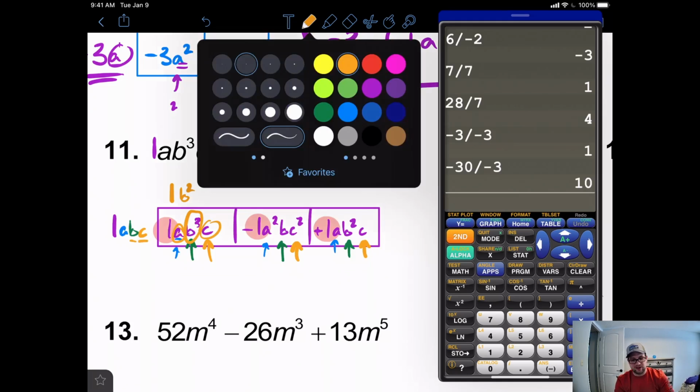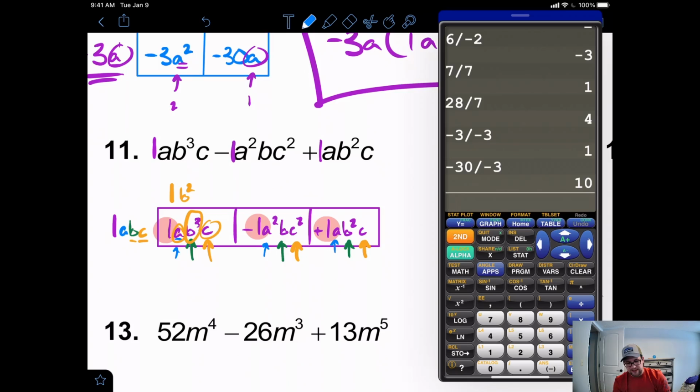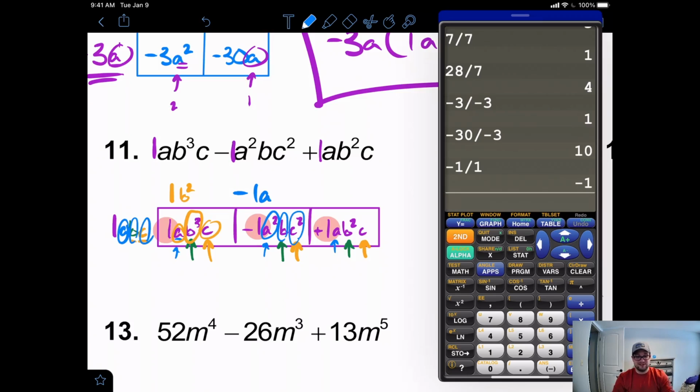Now let's go to the second one. Now, if I take negative 1 divided by 1, I'm going to get a negative 1 here. This one, we started with 2 a's, we pulled out 1a. So if I had 2 and I lost 1, I would still have 1 left. I had 1b, and we pulled out a b, so we don't have any b's left. And then I had 2 c's, and I only pulled out 1 c, so that must mean I have 1 c remaining.